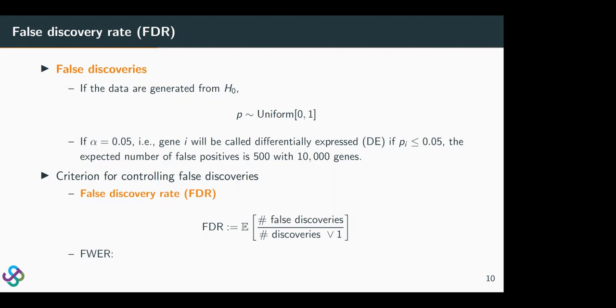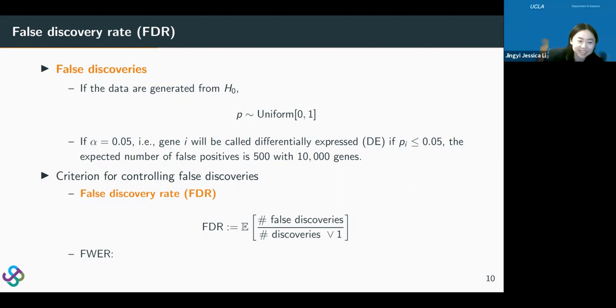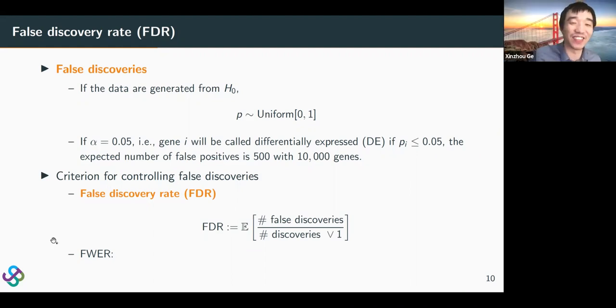Okay, thank you. Xinzhou, please continue. I think Jessica has given a very good explanation for the alpha. In fact, this is really arbitrary, and you can always select your own alpha. But in almost all cases, people use 5% as a threshold, just as something conventional.